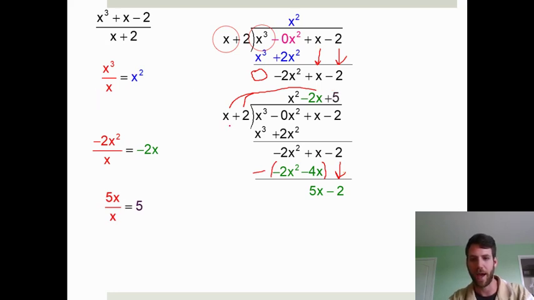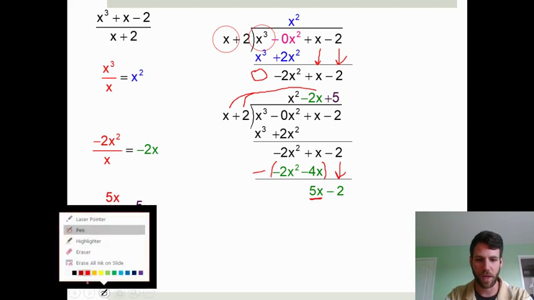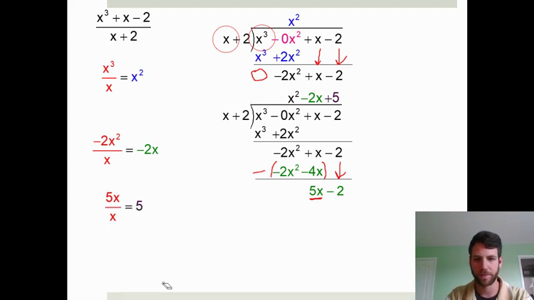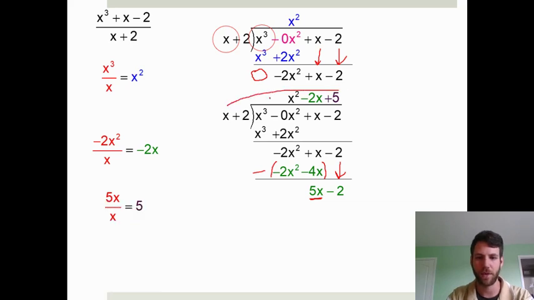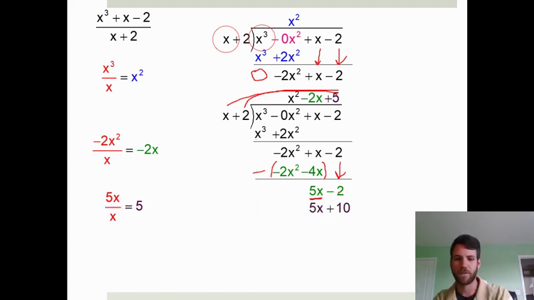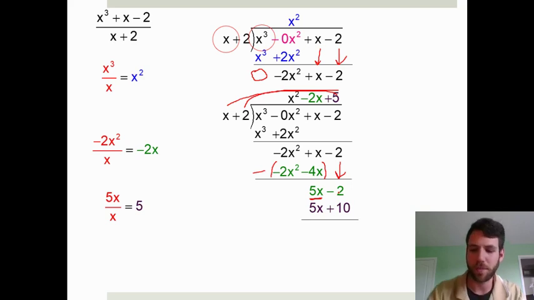We need to go x into negative 5x, or 5x, and we get 5. And then 5, we are going to be multiplying by the x and the 2 that we have that we originally divided by, and that gives us 5x and 10. When we subtract those bottom two numbers here, 5x and 5x, negative 2 and positive 10, we get negative 12.